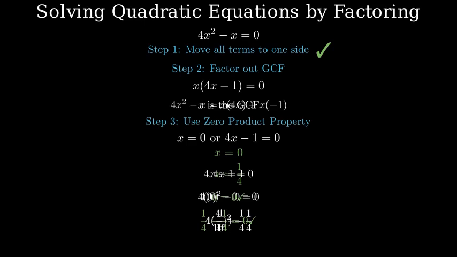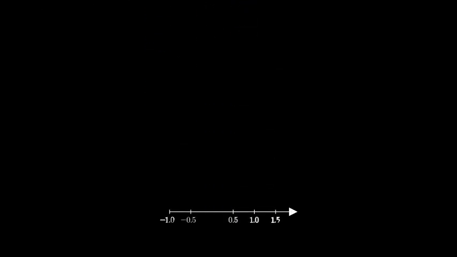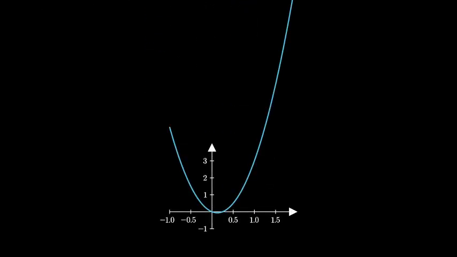Let's visualize these solutions on a graph. Here's the parabola representing our quadratic equation. Notice how the curve crosses the x-axis at our two solutions, x equals 0 and x equals 1/4.